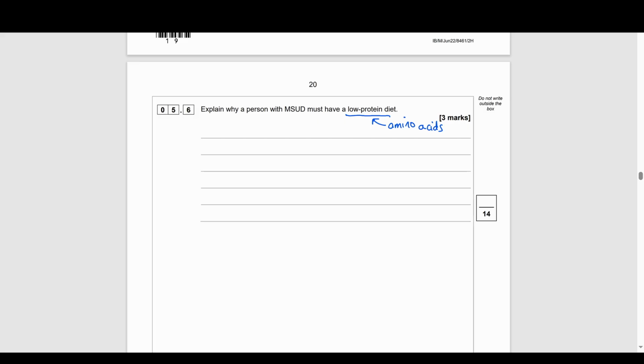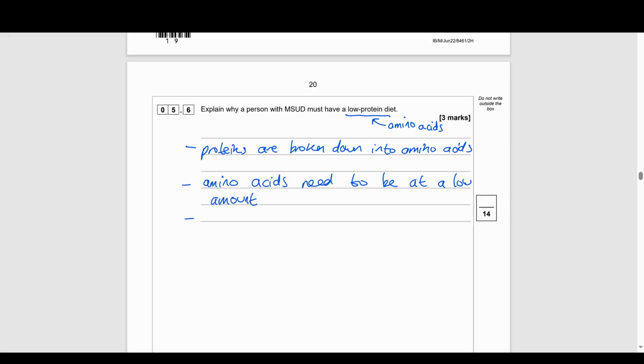So how do we prevent toxic substance P from building up? We have fewer amino acids in our diet. So that should be the point. We need to make it clear that proteins are broken down into amino acids, and then the amino acids need to be at a low amount. And that's to prevent buildup of toxic substance P, which can damage cells and tissues.